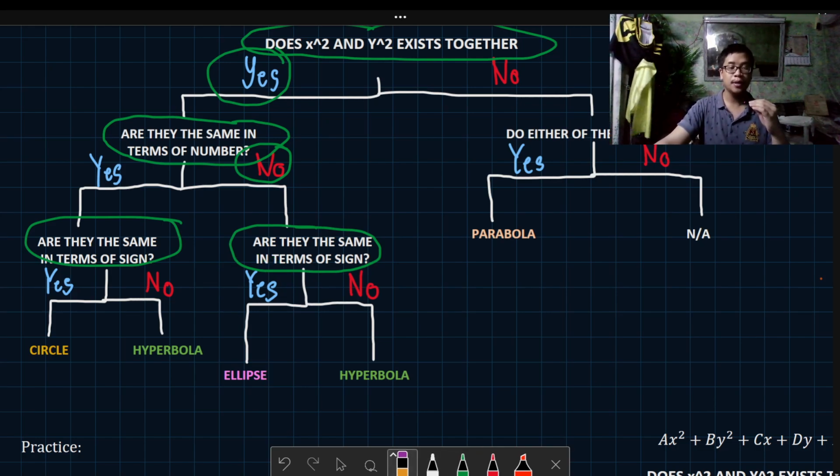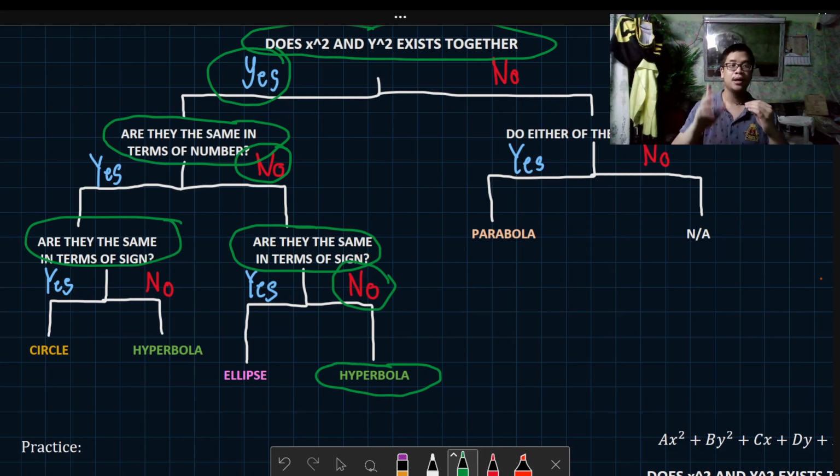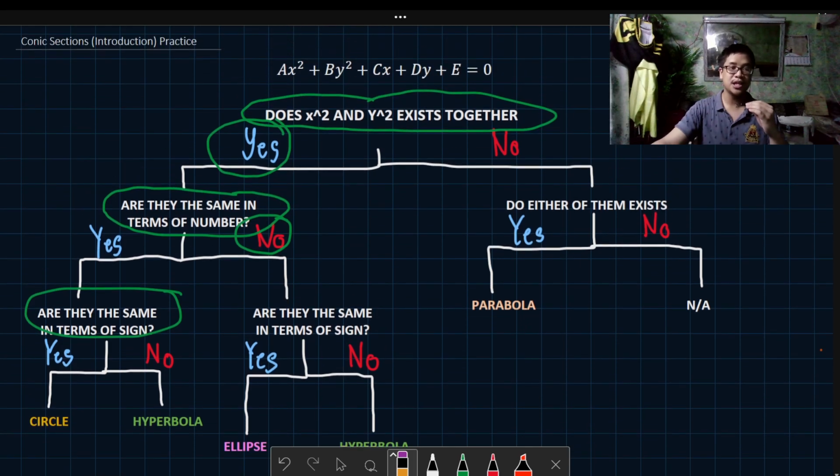Now, let's just say it's a no. So not the same number and the signs are not the same, they're opposite. Then it's a hyperbola. Remember, in a hyperbola, it doesn't matter, again, if it's the same number or different number. All that matters is that the signs should be opposite to each other. So that's the overview for the left part.